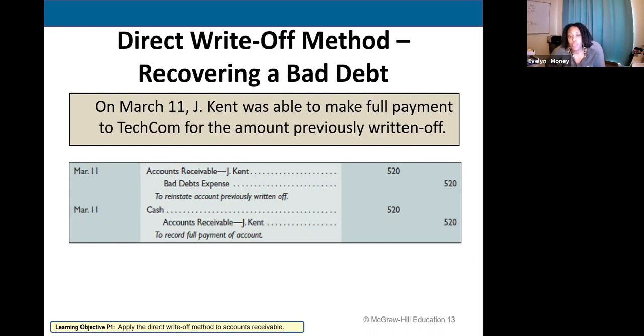As soon as we reopen or reinstate that account, we immediately take it off the books again by showing the cash coming in. So now we can debit cash and credit accounts receivable. If we don't take this step, it's going to make it look like the customer paid us when they didn't owe us anything. So it's going to make it look like we actually owe that customer a refund. So it's very important that you remember to reinstate the account after it has been written off if a customer pays you later on.